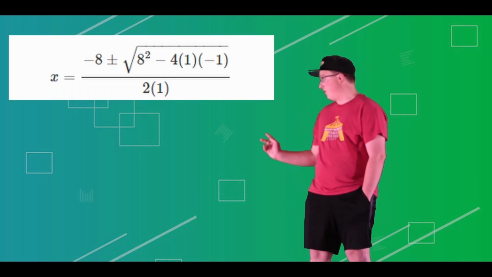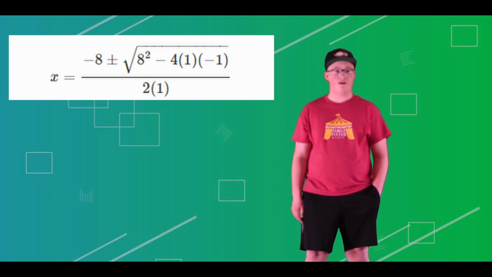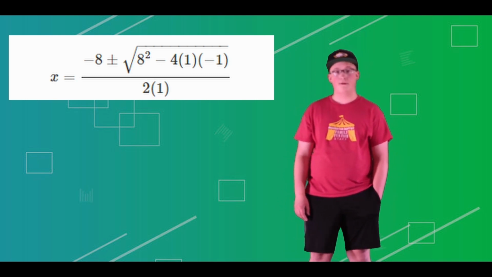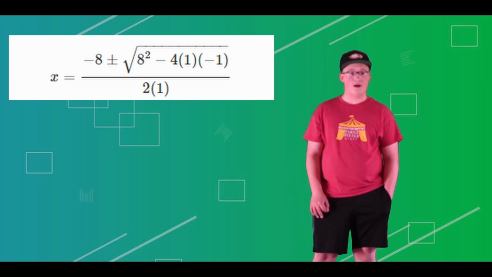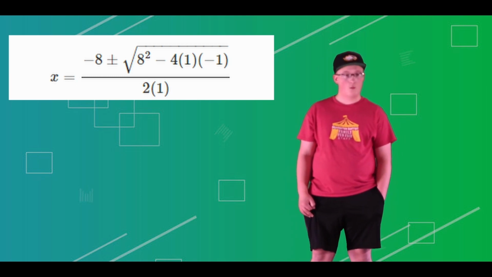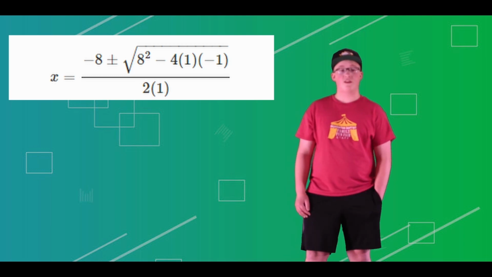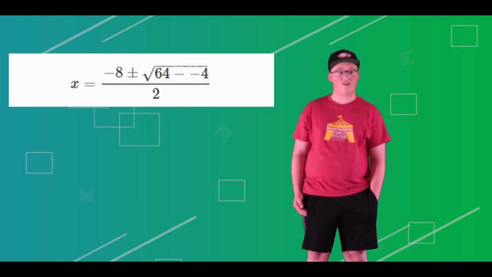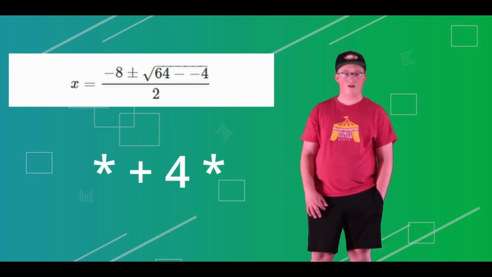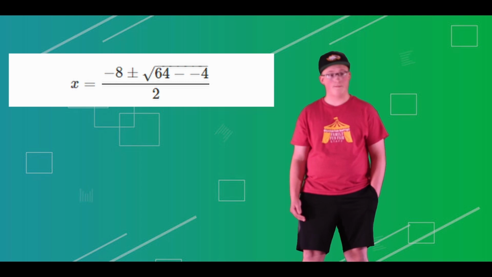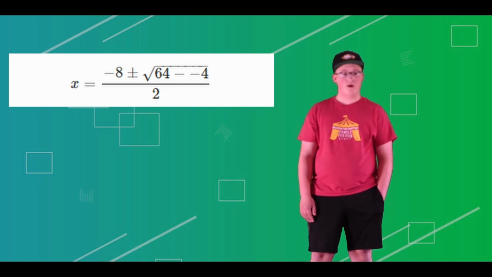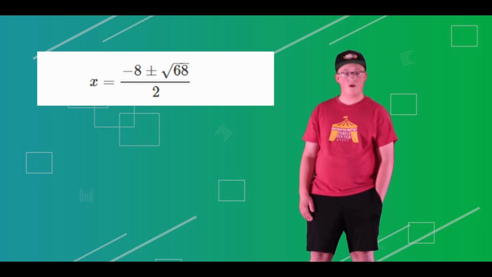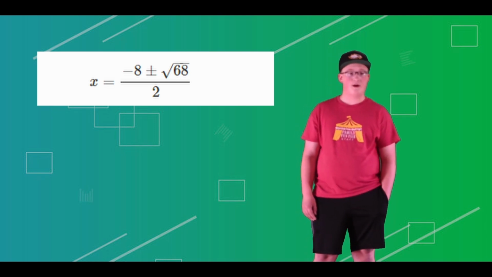It looks like this: -8 plus or minus the square root of 8 squared minus 4 times 1 times -1, divided by 2 times 1. This can be simplified to -8 plus or minus the square root of 64 plus 4, divided by 2. We can then go to x equals -8 plus or minus the square root of 68 divided by 2.